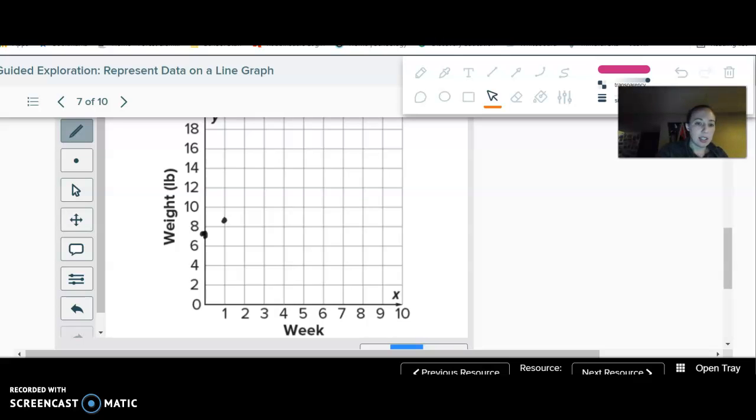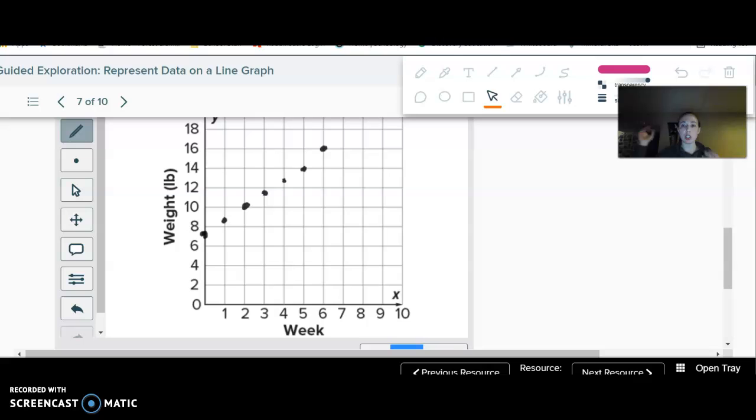2 weeks is at 10. 3 weeks is 11.5. Again, if 11 is halfway, we're halfway in between that, so we're technically 3/4 of the way up. 4 weeks is 12.5. 5 weeks is 14. Oh, I always love when they're on that line, nice and easy. 6 weeks is at 16. So there we have our points.